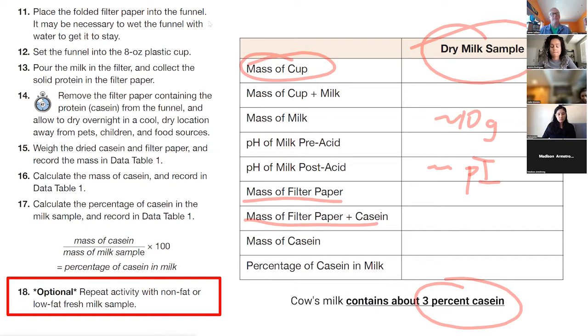Okay. So any questions before we get all of our stuff together? You can see this shouldn't take a whole lot of time. Most of our time will be waiting for our protein to dry, and then take the mass in the morning. Any questions?